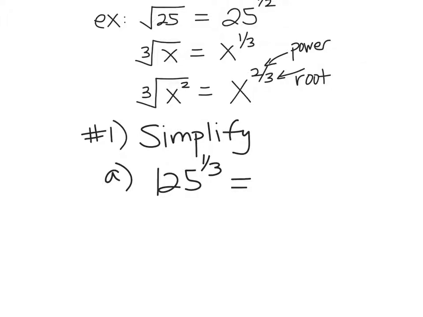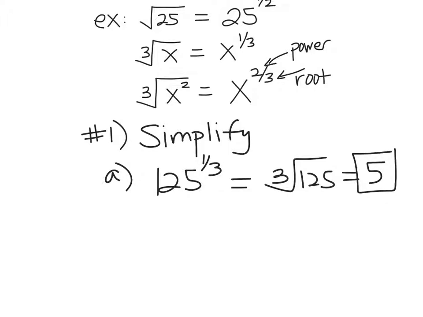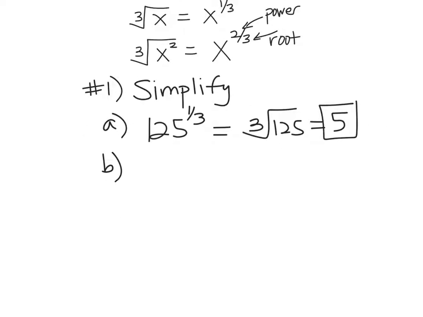But what I'm used to is instead of writing this as to the 1/3, this is the same thing as the cube root of 125. And the cube root of 125 is 5. So 125 to the 1/3 is equal to 5. You don't put the exponent? No, we already did it. 5 to the 1 is just 5.